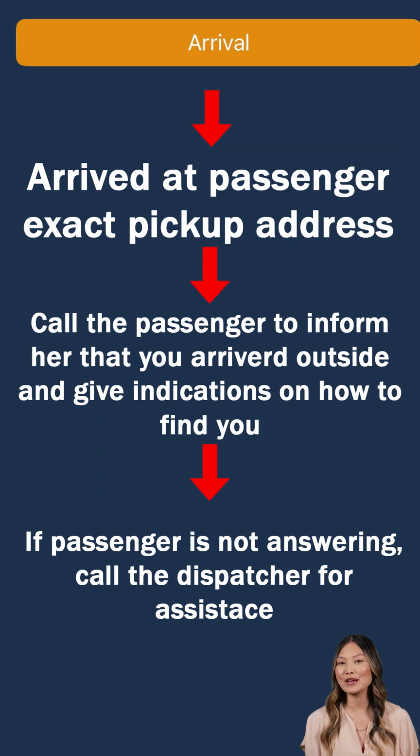Let's go to the next step, which is arrival. When you arrive to the passenger location, you should press arrival. This way the passenger gets notified that you're outside. Next step is to call the passenger and let the passenger know and give some indications of your exact location and vehicle information. We are almost done.